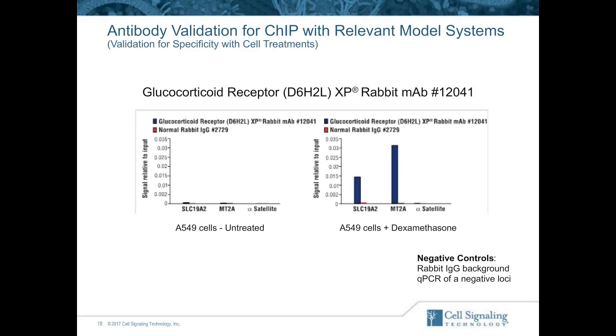Here we're testing this antibody on A549 cells that are either untreated or treated with dexamethasone. Now we know that treatment with dexamethasone induces nuclear localization of GR and binding of GR to its target genes. In this experiment, we're looking at binding to SLC19A2 and MT2A in both untreated and treated cells. And you see very nicely, we see enrichment only in the treated cells as expected. We also see no binding to this alpha satellite repeat element, which is our negative control. So here the antibody is showing exactly what we would expect to see, and that is enrichment of GR targets in treated cells.